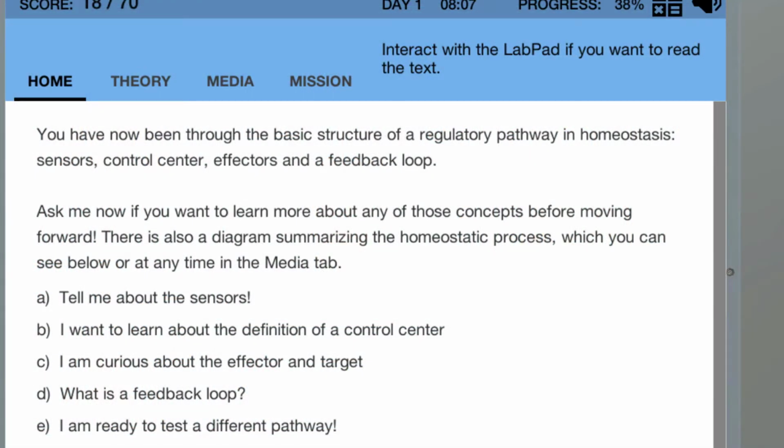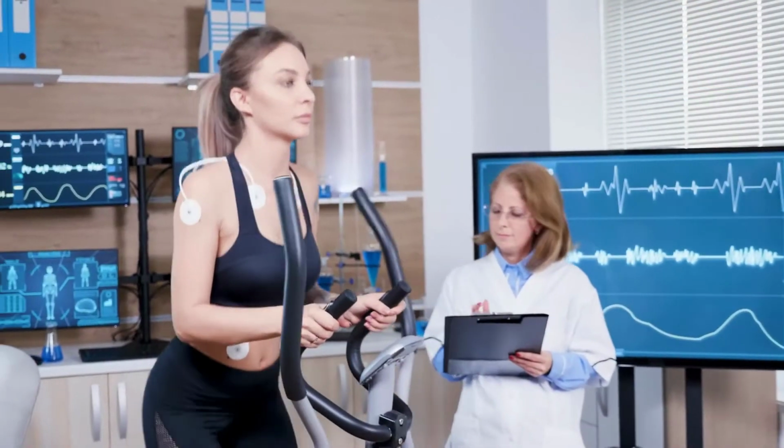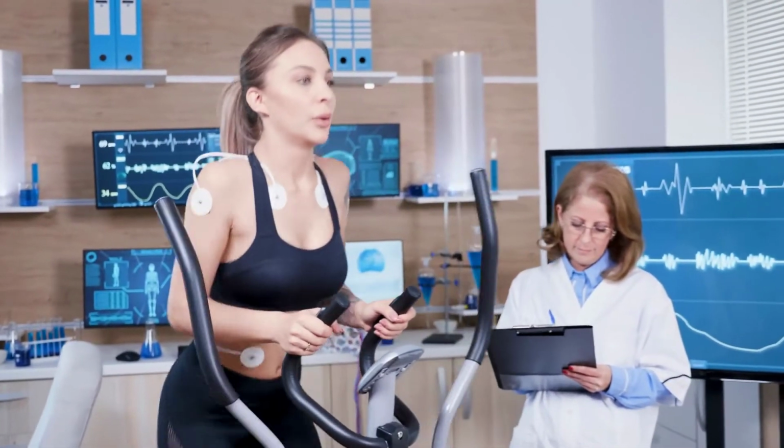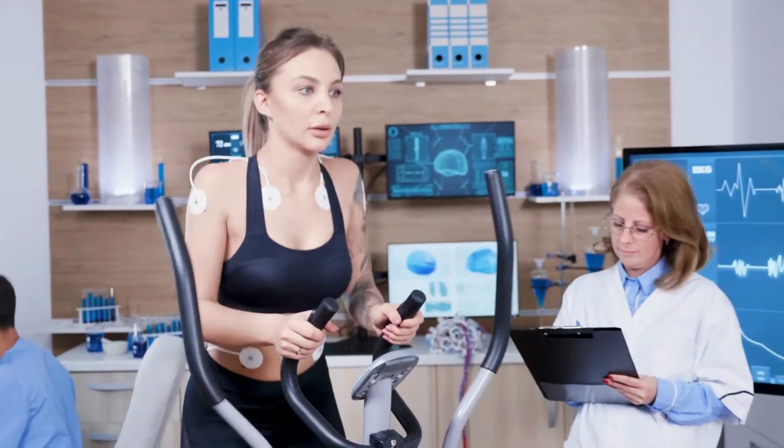You have now been through the basic structure of a regulatory pathway in homeostasis: sensors, control center, effectors and a feedback loop. Nice. Body temperature was a good and simple example of homeostasis, but there are plenty more and they only get more complex.